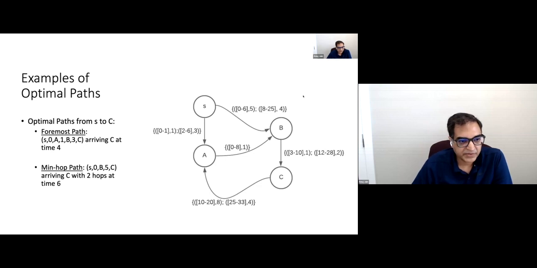To give an example with a picture, a foremost path in this temporal graph on the right-hand side, between S and C, would start from S to A, reaching A at time 1, then depart A at time 1 to reach B at time 2, and then depart from B at the next available interval 3 to reach C at time 4. Whereas a min-hop path would go from S to B and then to C, which reaches C in 2 hops, but arrives at time 6.